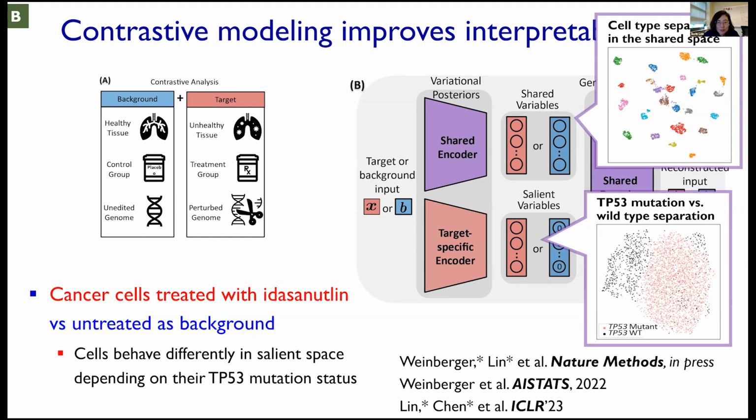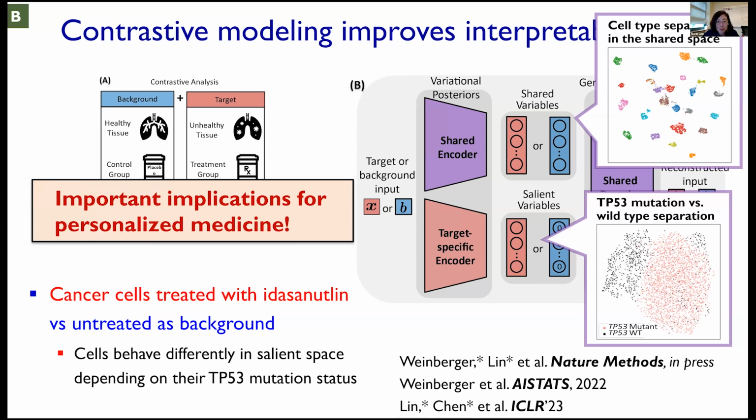This kind of finding is really important for personalized medicine, and it's known, and we are not saying that we discovered this, but it was a really good sanity check to see. You can see these differential responses between the p53 mutants and the non-mutants.